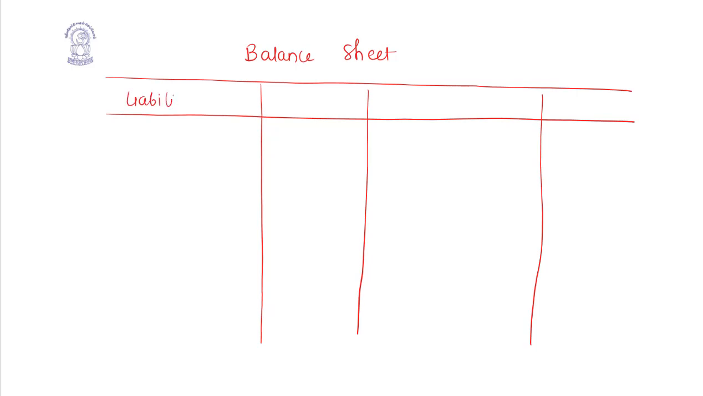Liabilities amount, assets amount. On the asset side, cash at bank.